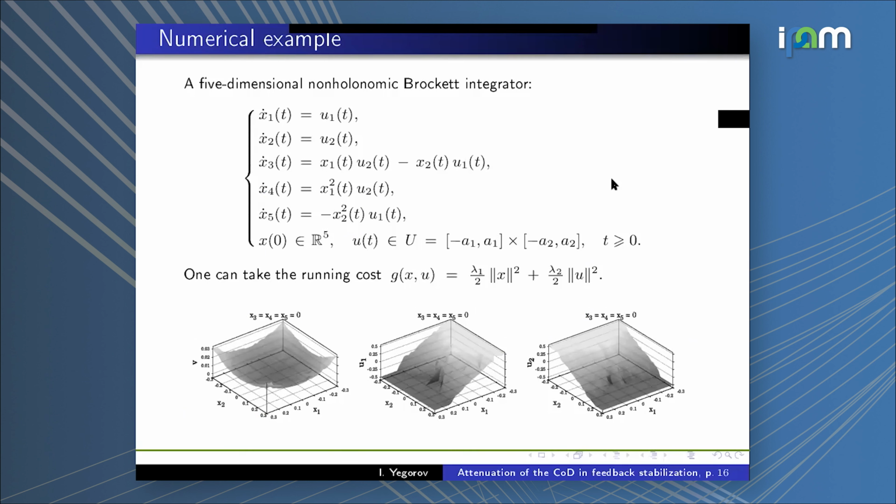This is just one example where we draw some sections of the value function in the stabilization problem for a 5-dimensional non-holonomic Brockett integrator. So this is a classical system. Originally, it was written in 3 dimensions. So if we take the first 3 equations, this is called the Brockett integrator. We also added 2 more variables, and we can approximate the value function and the corresponding control at any selected state.